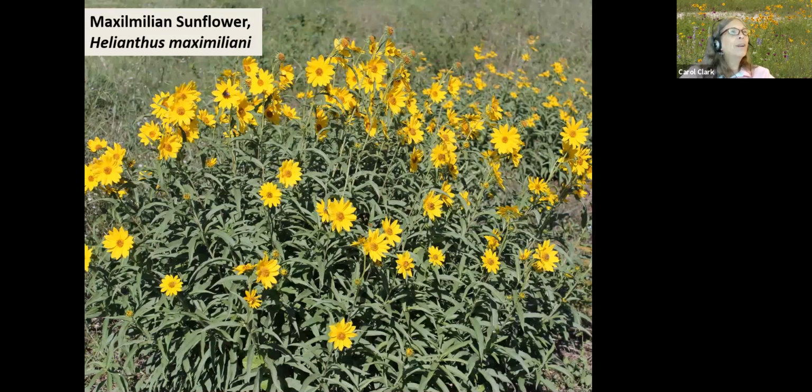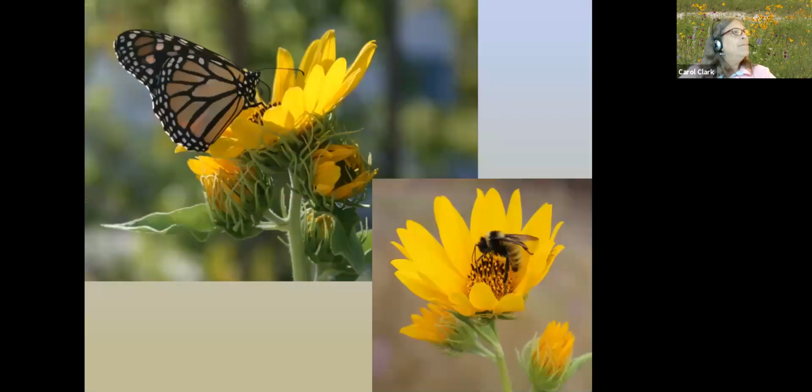Maximilian sunflower, another dependable fall bloomer, where we have the monarch butterflies and the fall bumblebees that are just finishing up their seasonal life cycles, depending on this plant for fall. It's a beautiful plant, a dependable bloomer, but it can be a bit of a bully in a home landscape. So it's great to see out on the prairie, invited home with some caution.